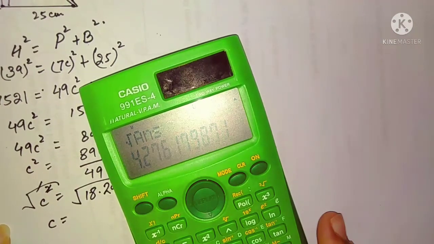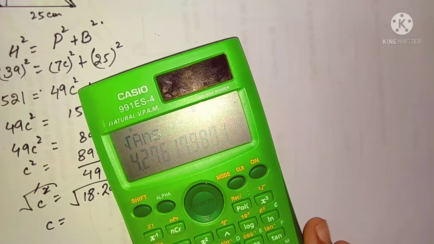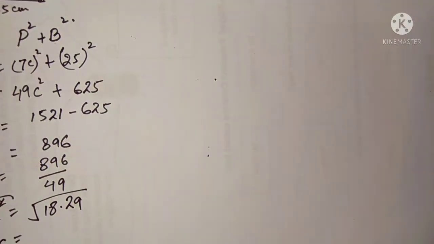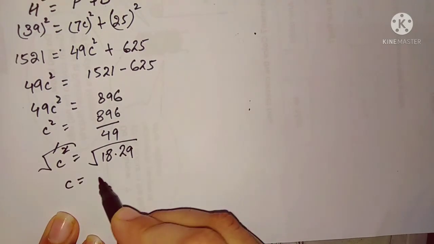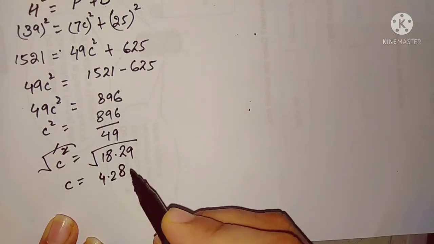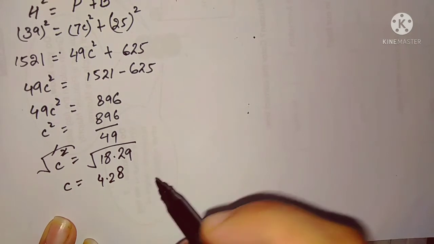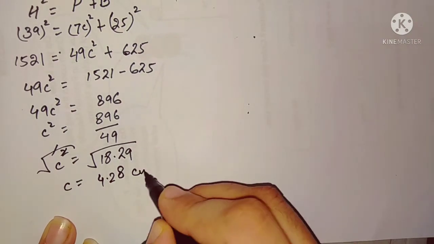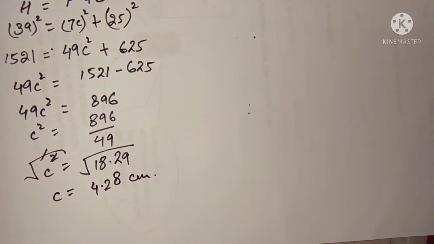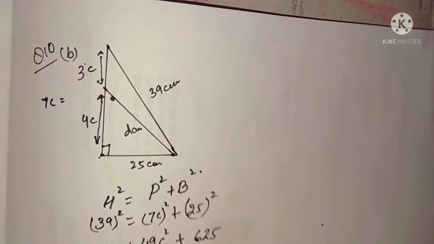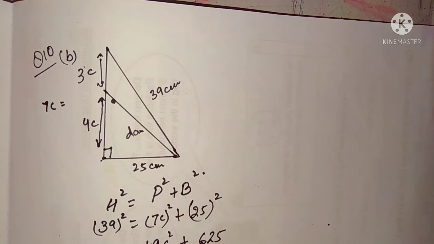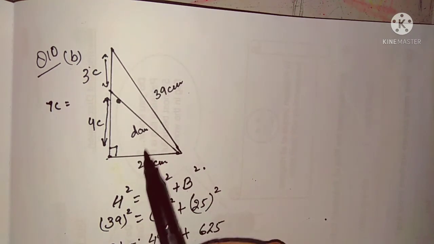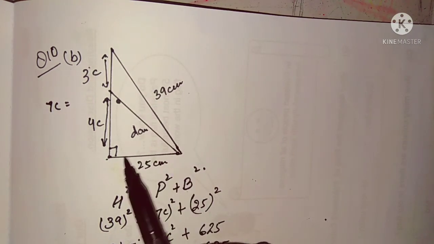Now to find out the value of c, to omit the square, we have to take the square root. So I will take square root on both sides. Square and square root will cancel each other. So the value of c is the square root of the answer, which will be equal to 4.27. So 4.2761. We will round up this number, so it will become 4.28. So 4.28 centimeter is your answer.